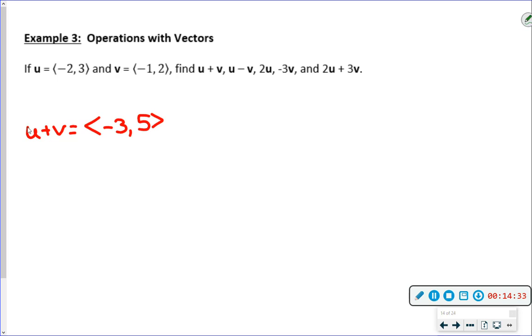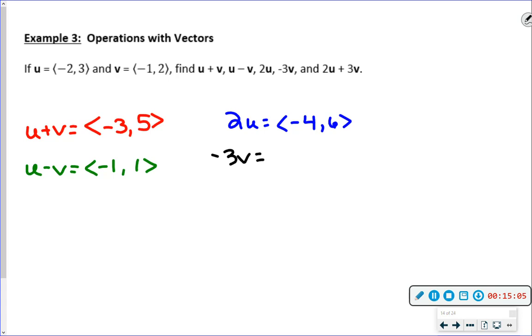U minus v. Okay, so -2, careful on your signs. What's -2 minus -1? -2 minus -1. Got it. 3 minus 2. All right. 2u. So here's your first scalar. We're just going to multiply everything in u by 2. So negative 4, 6. And what do we got next? Negative 3 times v. Now, of course, be conscientious. Make sure you're doing it to v, not u. So v, negative 3 times negative 1.